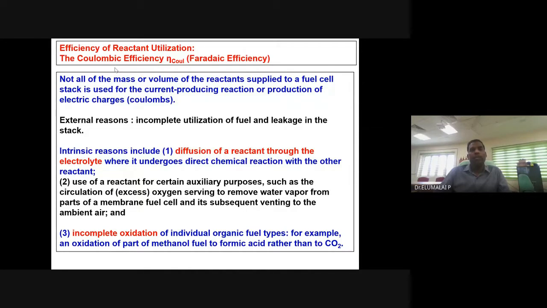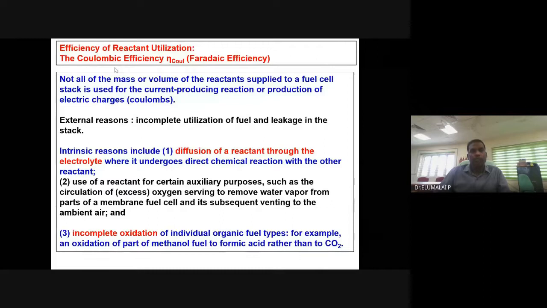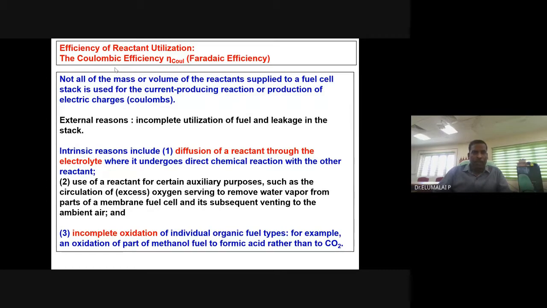So then we have a percentage of utilization. You quantify it in terms of efficiency. The other names are Coulombic efficiency, Faraday efficiency. Why is it not possible to utilize all the fuel that is fed into the fuel cell? There are intrinsic reasons and extrinsic reasons.